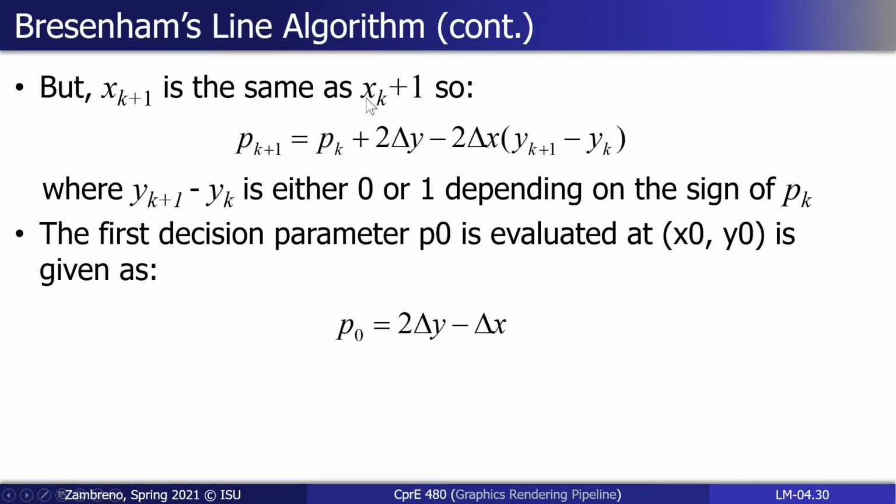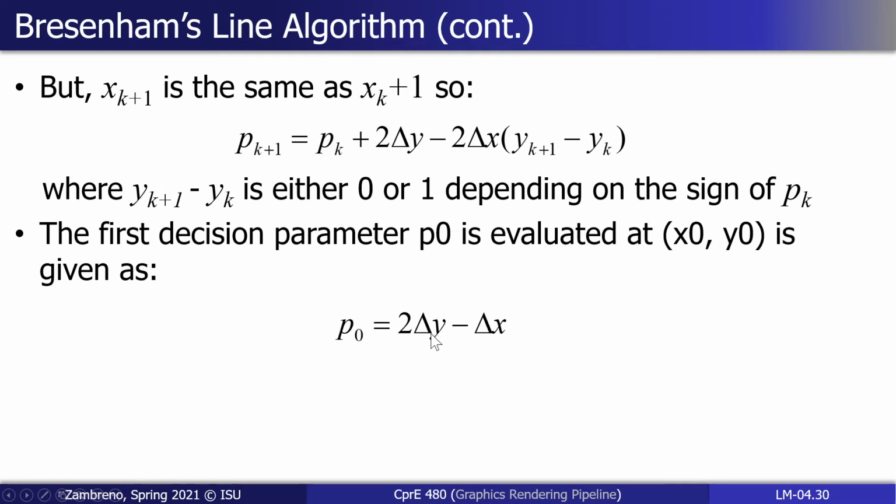So x_{k+1}, we're always going to the right by 1, so that part simplifies out significantly. And y_{k+1} minus y_k is either 0 or 1, depending on what the previous decision was. Did we go up or down in our previous decision? So we initialize p sub 0, plugging it into that previous equation. And I don't show that, so take that as given for now. We plug in, we get our initial value of p sub 0.